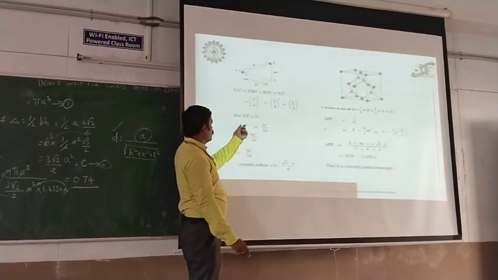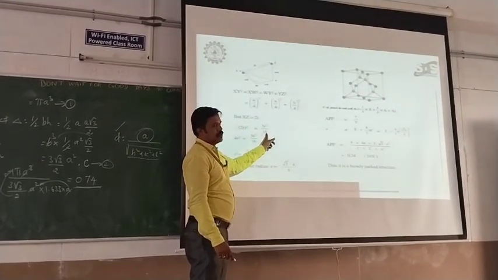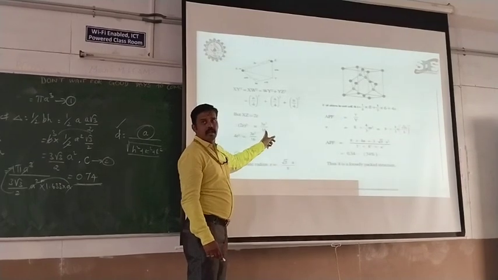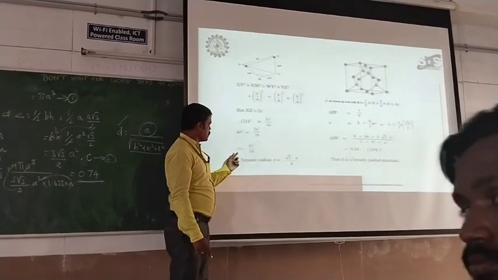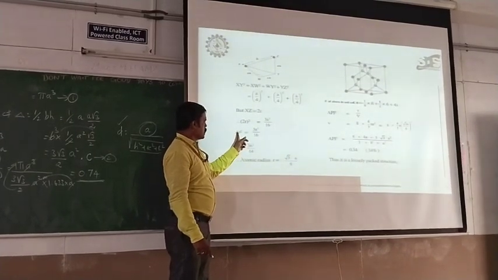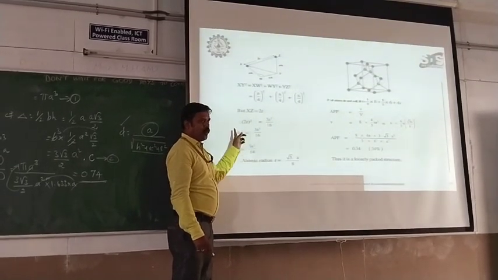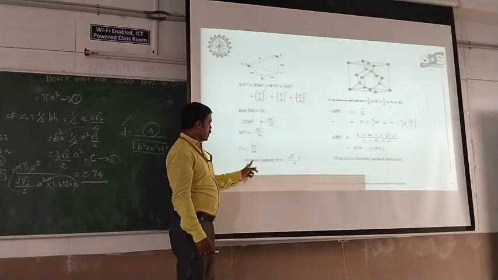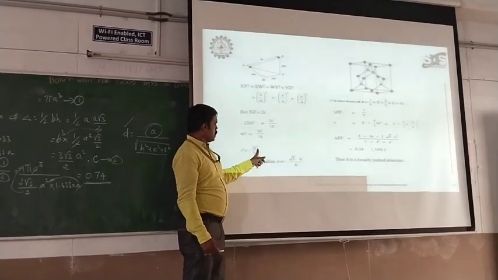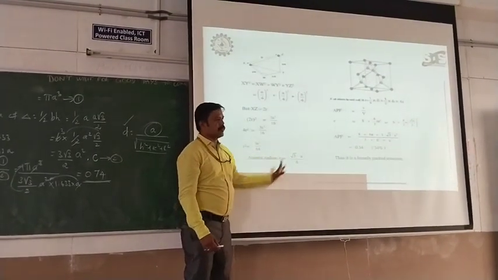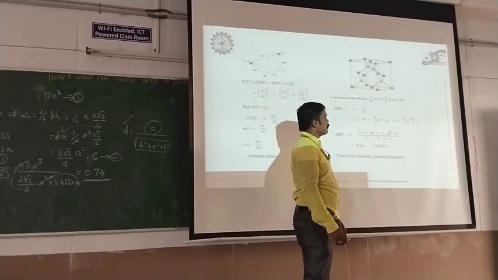Are you clear? So 2R squared equals 3A squared divided by 16. The next one, 4R squared equals 3A squared by 16. R squared equals 3A squared divided by 4 into 16, that is 64. Then the atomic radius R equals root 3 A divided by 8. Then we substitute in the APF.